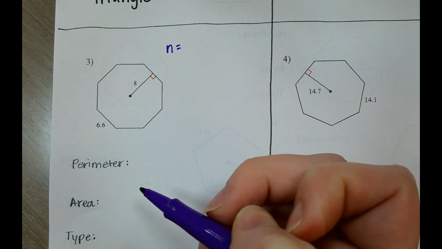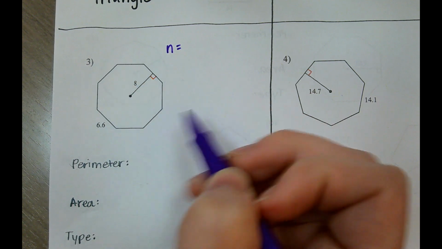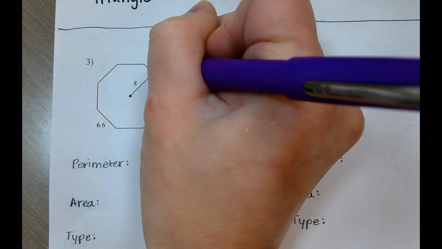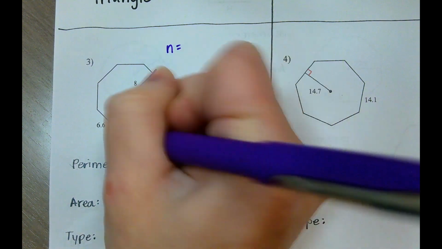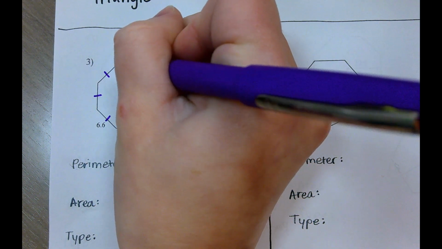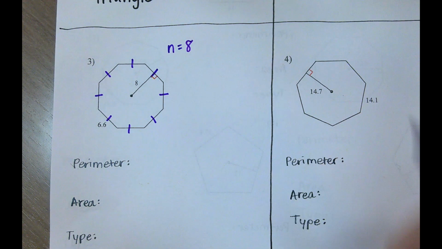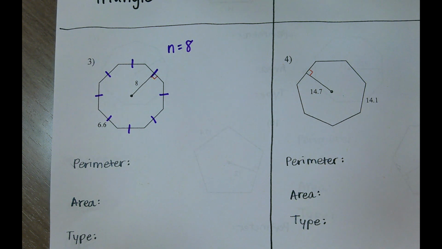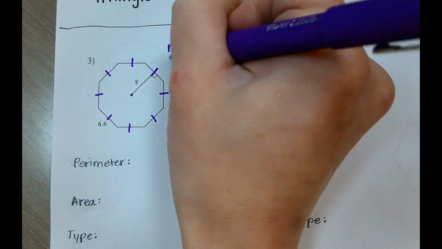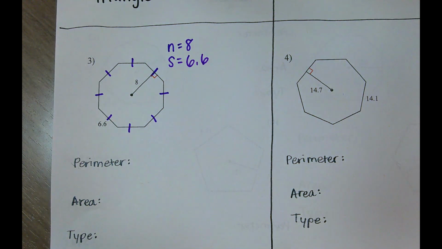Okay, so for number 3, to find our number of sides, I know it might sound silly, but I always do this, and I know it will help you. I would mark them as you count. It's easy to count a side twice. I would go 1, 2, 3, 4, 5, 6, 7, 8. So my N is 8. Good idea. And what would our side length be? 6.6.